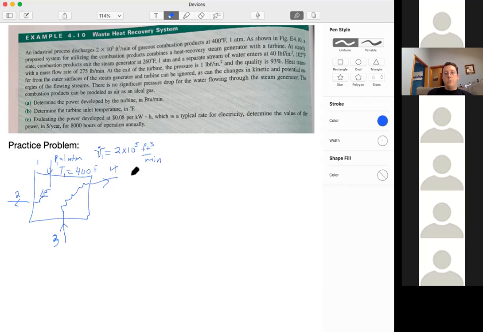And then it's going to run into a turbine generator and then leave at another state. I'll call it state 5. So the smoke flows here, the water is going to flow here, and I'm just going to fill in the numbers here.